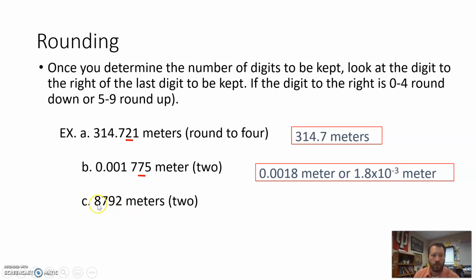8, 7, 9. Well, 8's our first significant digit, 7's our second. 9 has us round up, so 8,800 meters.